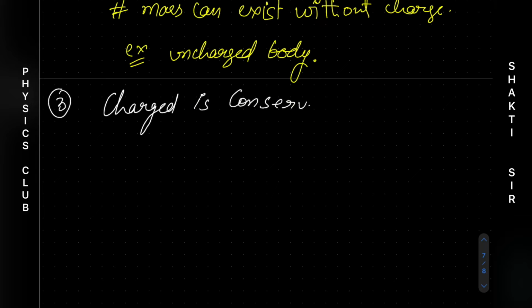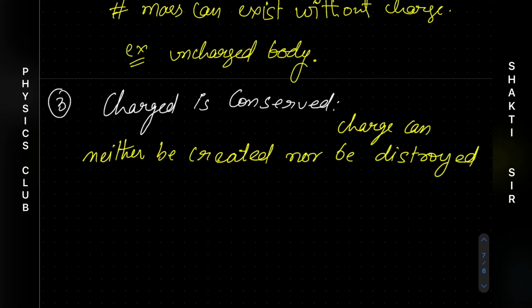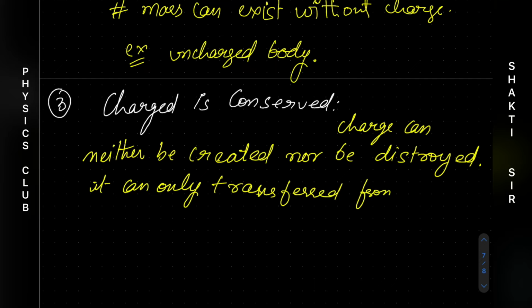Third property we can discuss is charge is conserved. Yes, the charge is conserved, that is, the charge can neither be created nor be destroyed. It can only be transferred from one object to another object. It's very easy, very common law. Charge is conserved or conservation of charge. So it can only be transferred.